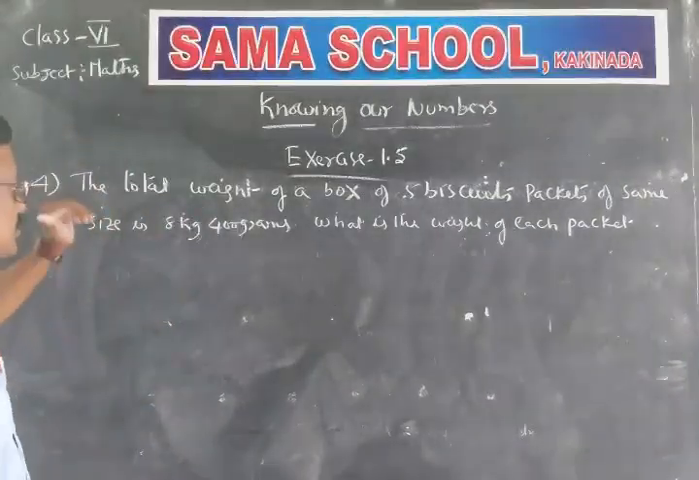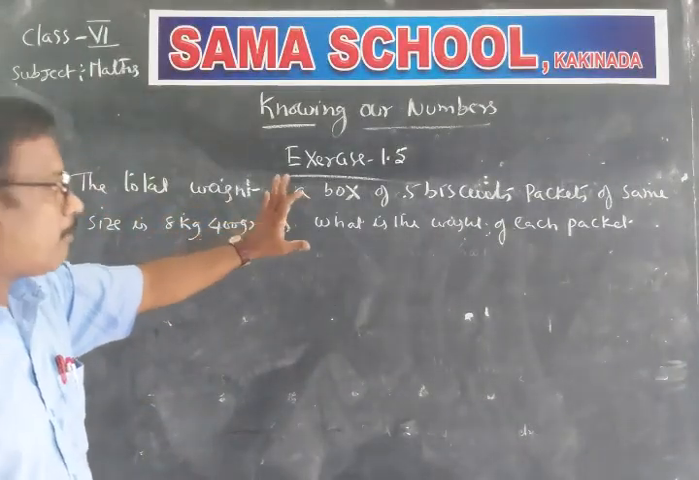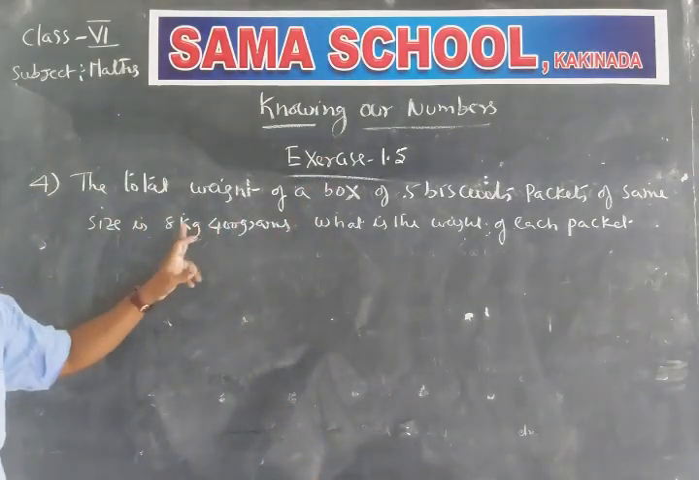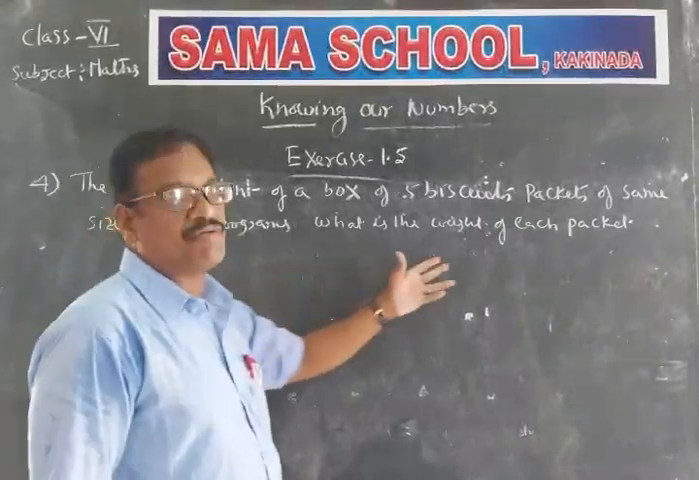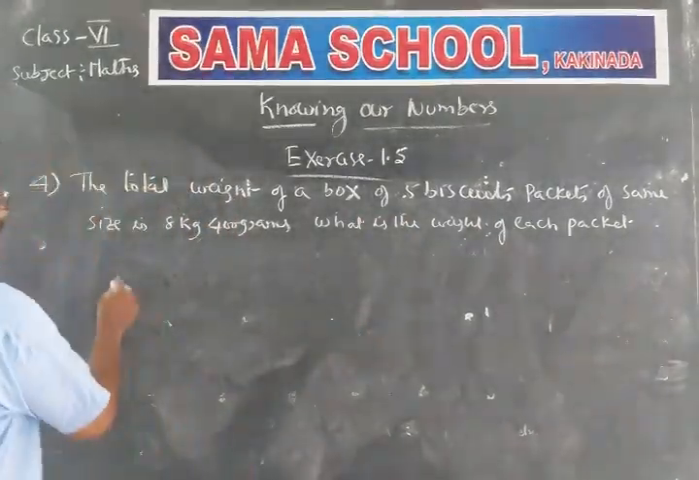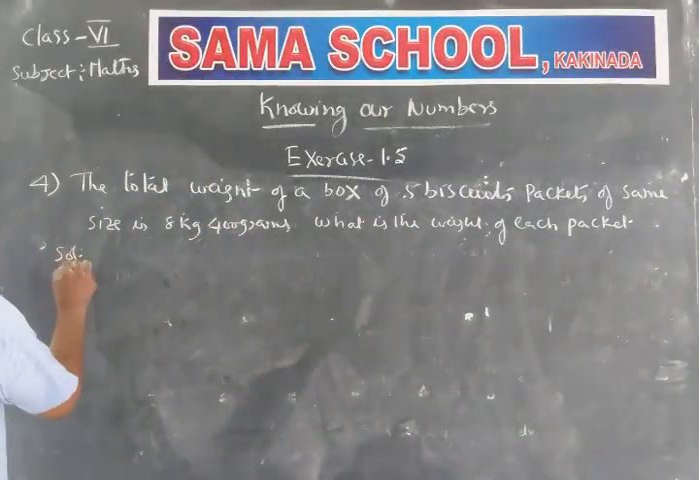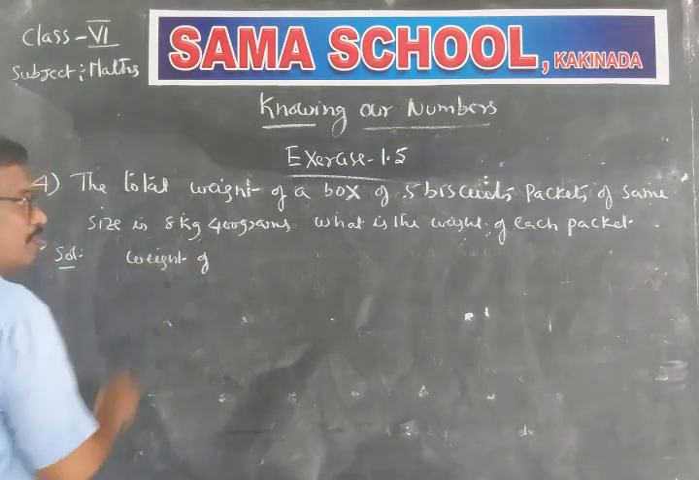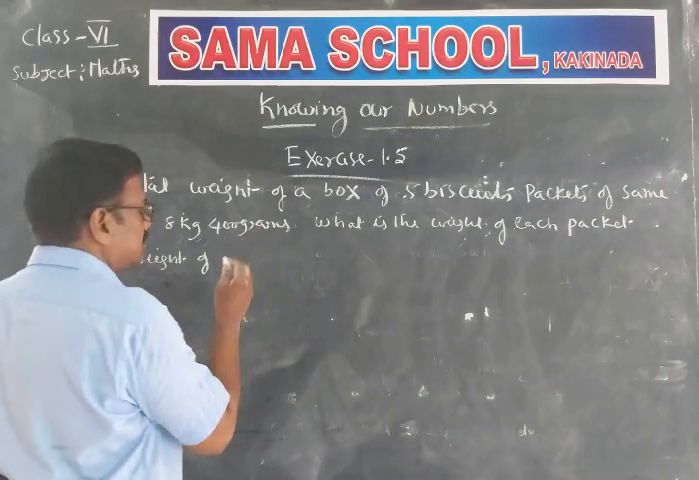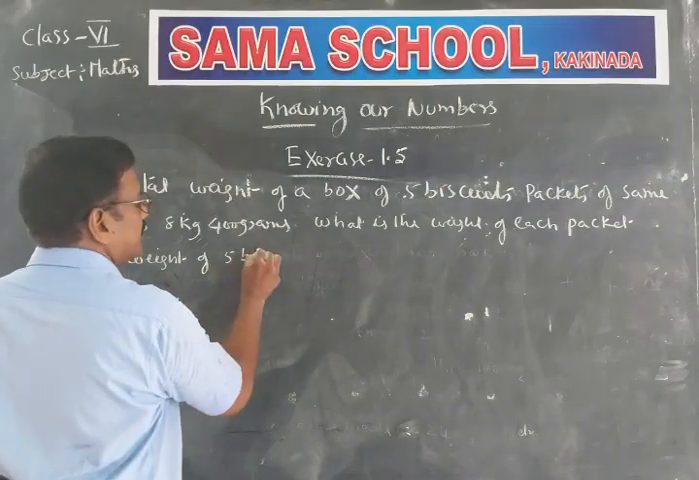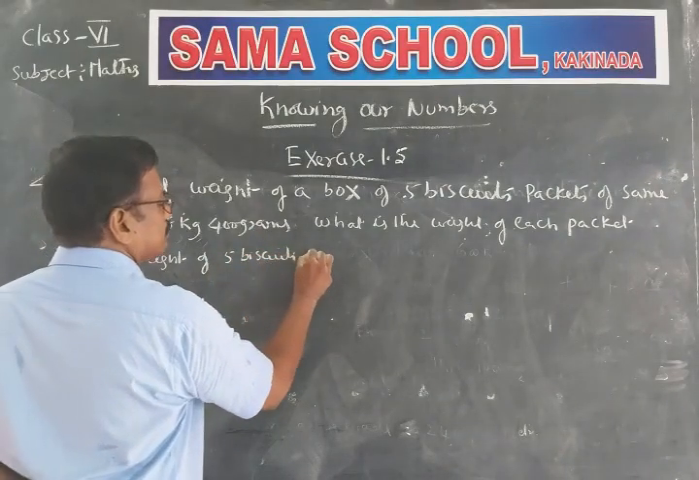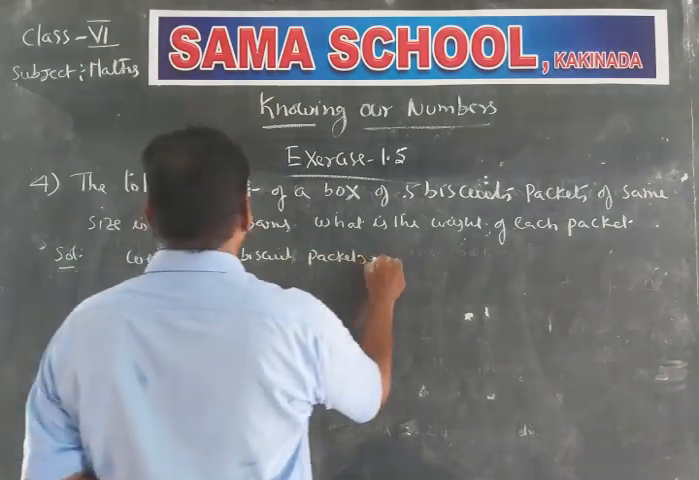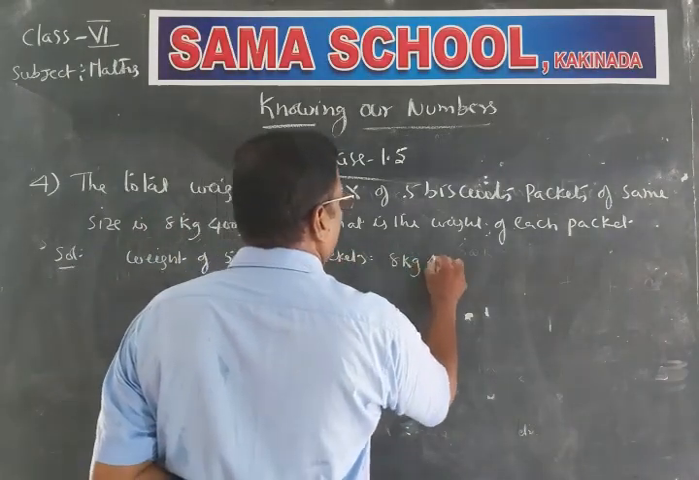Exercise 1.4 sum. The total weight of a box of 5 biscuit packets of the same size is 8 kilograms 400 grams. What is the weight of each packet? So the solution. Weight of 5 biscuit packets of the same size is equal to 8 kg 400 grams.